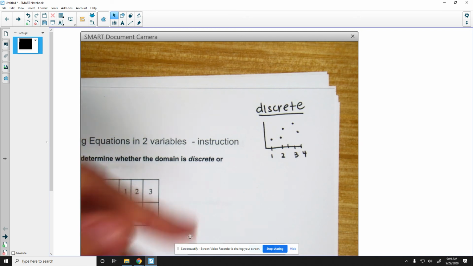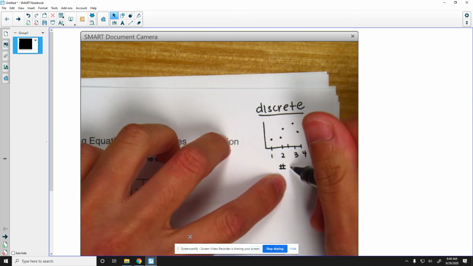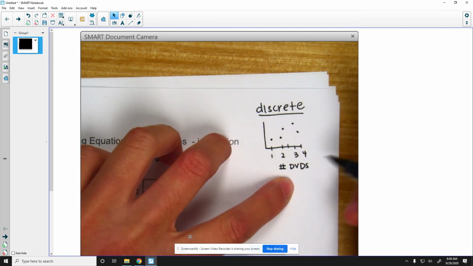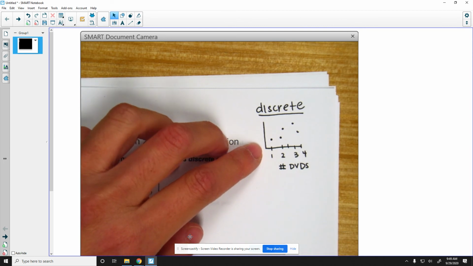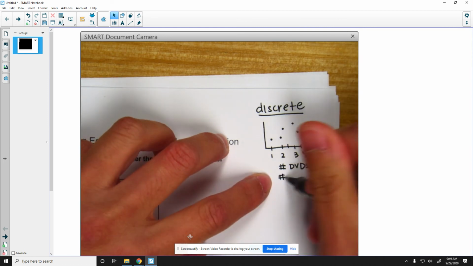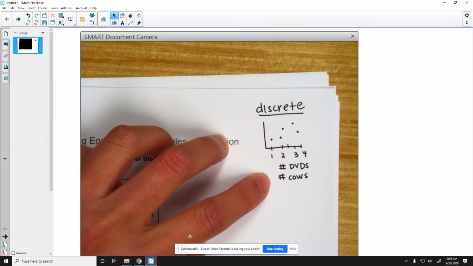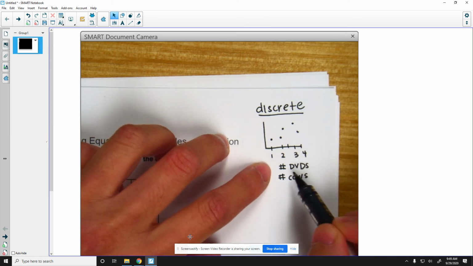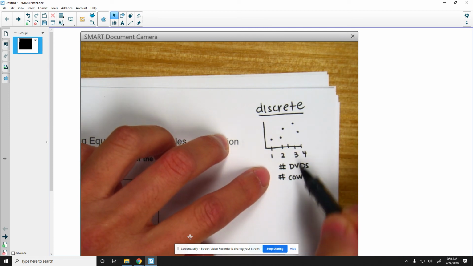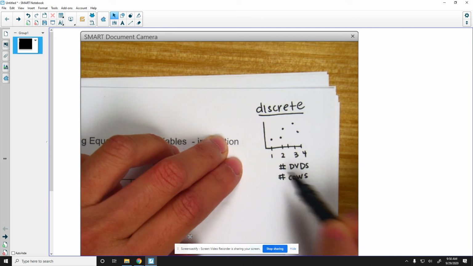So for example, if I have the number of DVDs, that would be discrete because I can't have 1.7 DVDs, right? Or if I had the number of cows, I can't have 2.6 cows. So anything where you can't have a fraction of that number, it has to be a whole number, that would be something where it's discrete.